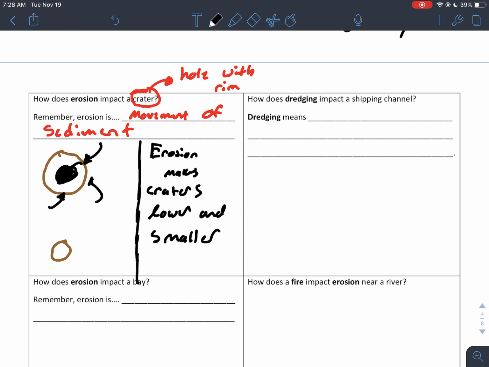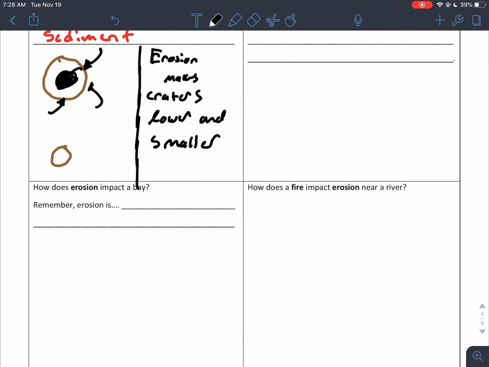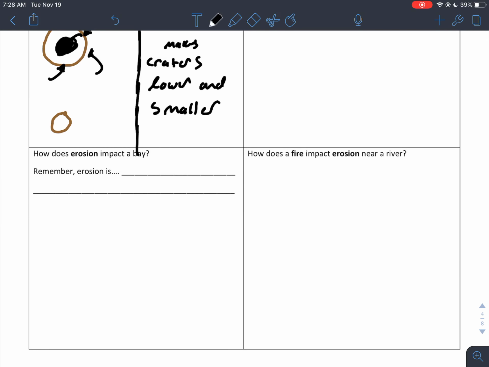Erosion makes craters lower and smaller, fills them in. All right, that's how erosion impacts craters. We're going to go down next. I want to end on the shipping channel. That's the hardest one. How does erosion impact a bay? Well, let's just keep it going.